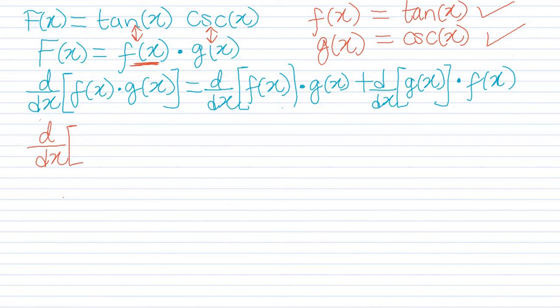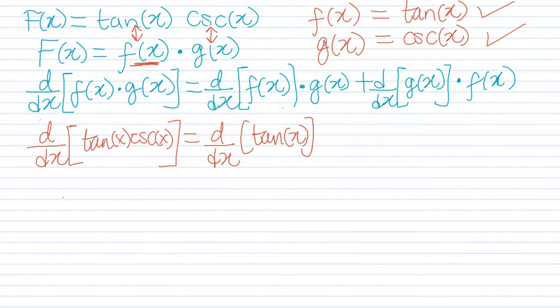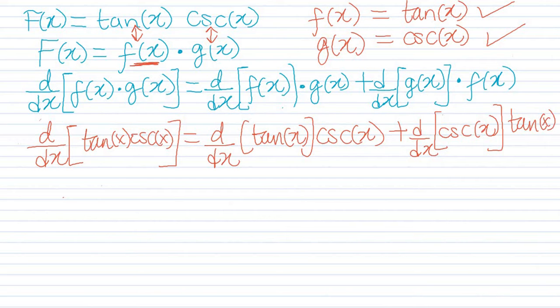So basically what we're doing here is we have the derivative of tan x multiplied by cosecant x, right? So the derivative of f of x in this case is the derivative of tan x multiplied by g of x, which is cosecant x, plus the derivative of g of x, in this case cosecant x, multiplied by f of x, in this case tan x, right? So the next thing we do is we start. What is the derivative of tan x?